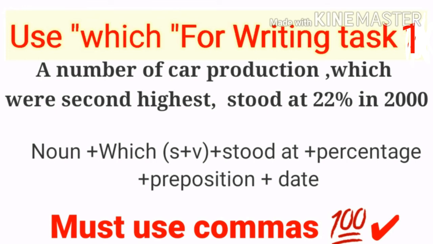First of all, let's see the structure so that you can easily understand the sentence. First of all, we use a noun plus which, in which a subject and verb is mandatory. After that, stood at plus percentage plus preposition plus date. Now we read the example. A number of car production, which were second highest, stood at 22% in 2000. Here a number of car production is our noun.